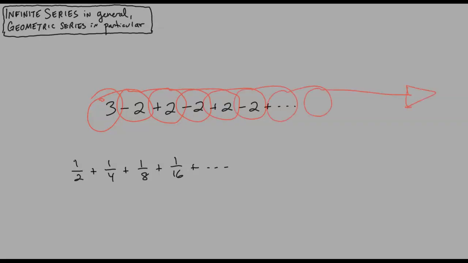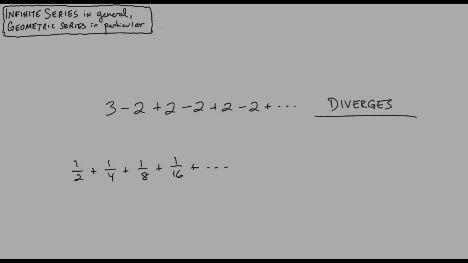The pattern is clear, but the running total is just hopping back and forth between 3 and 1. It's not as if we went out a million terms in the series and said, okay, now I see, it's getting closer and closer. No, it would just be the same thing, bouncing back and forth between 3 and 1, is what our running total would be doing. So that series also diverges.